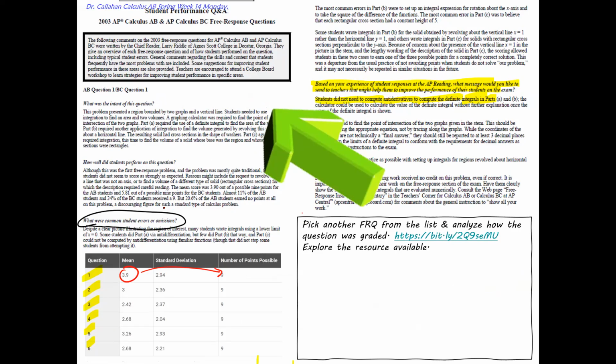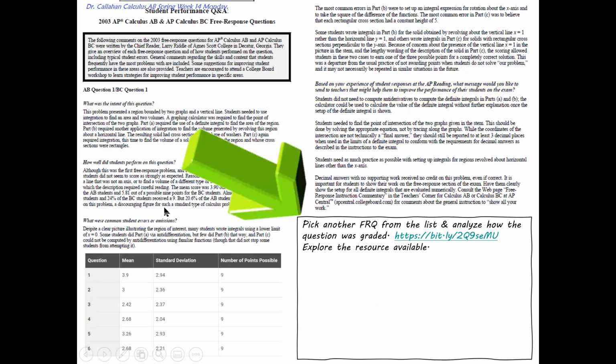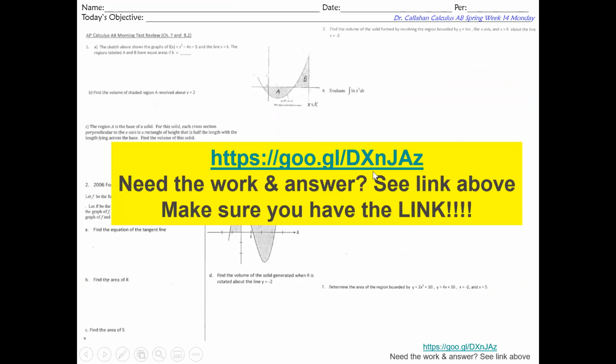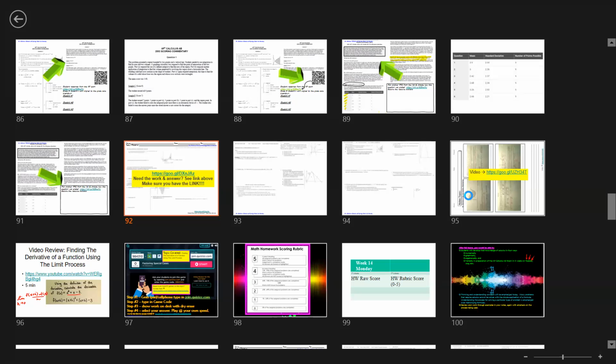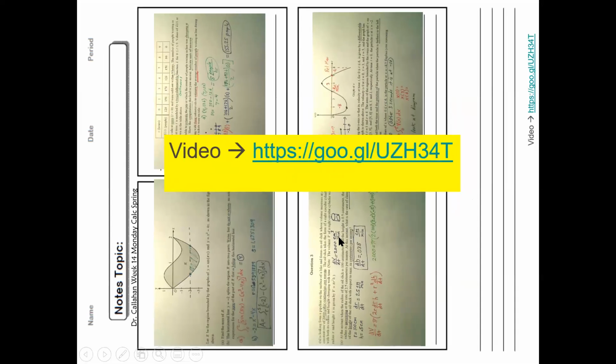And then next, what I would like you to take a look at is to pick another free response from the list, analyze how the questions were graded, and explore the resources available, because you have all of the free response questions available to you since 2018. All right, you guys, if you feel confident enough, turn over to this page in your guided notes for week 14 Monday. I actually have several other questions here that you can explore, and the link to the video showing you how to do this is right here on this link.